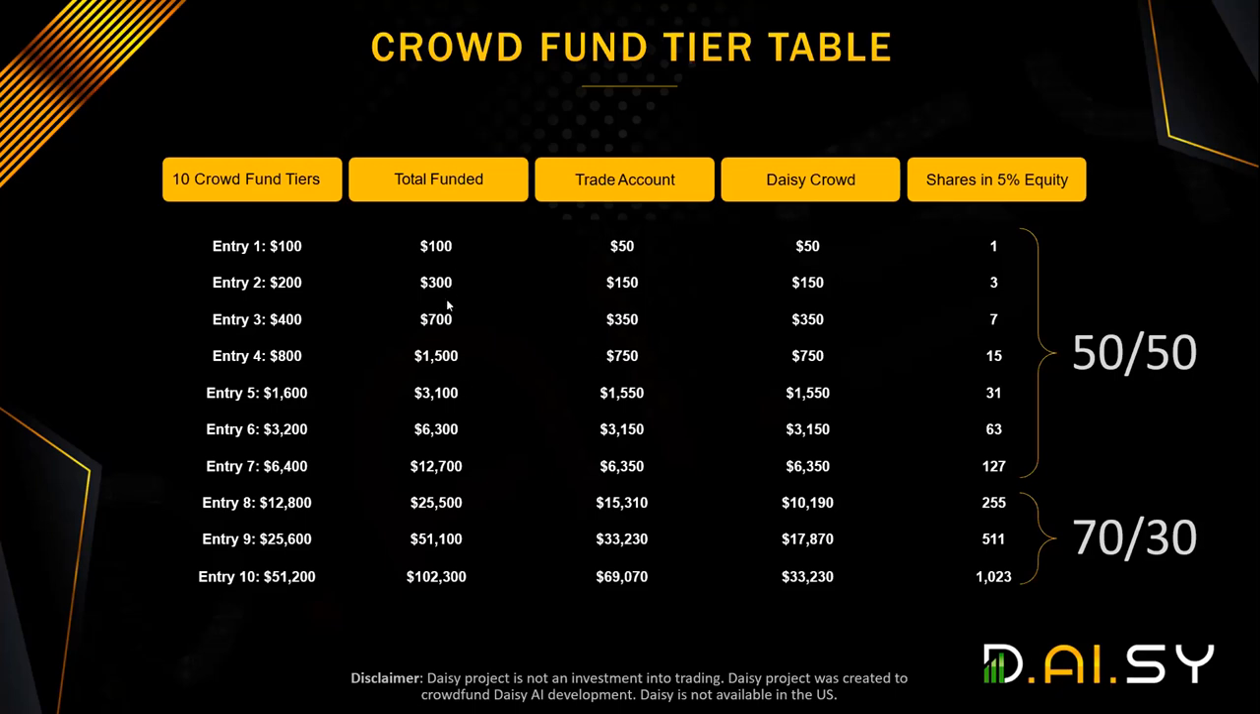Now, out of these amounts, when you are between tier one through seven, 50% of it goes to the trading account and 50% goes to the DAISY crowdfunding. That's why you see here, for example, for 1500, which is tier four, 750 goes to the trading account and 750 goes to the DAISY crowdfunding. However, if you are at tier eight and up, like tier eight, tier nine or tier 10, 30% goes to the DAISY crowd and 70% goes to the trading account.